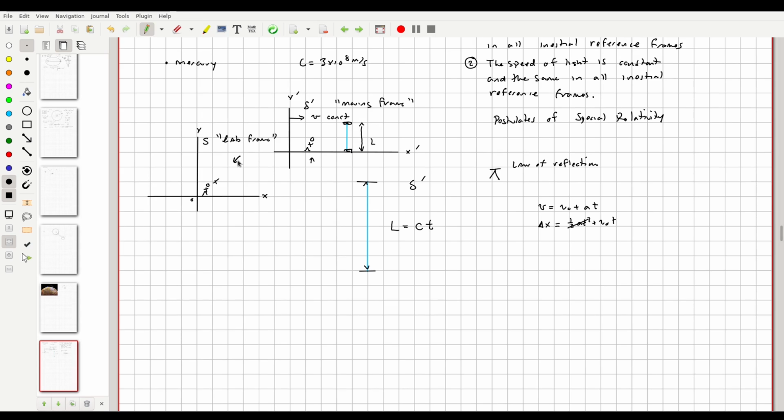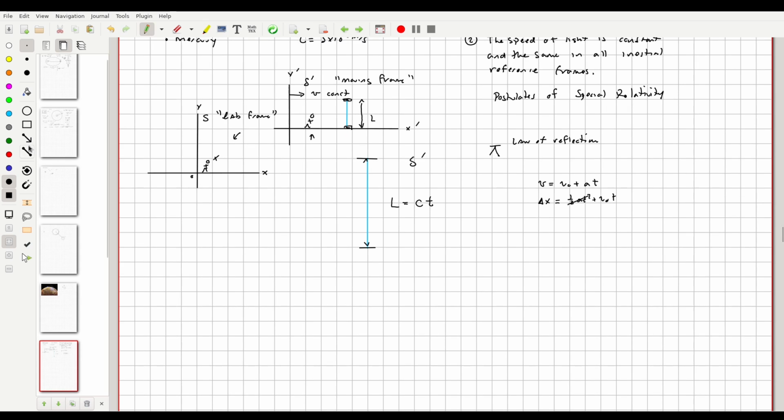However, what about this person right here? Now let's pretend that the person here in this moving frame is moving very, very fast, a substantial percentage of the speed of light. So if you think about what this person right here sees, they see light leave the bottom mirror and hit the top mirror. But in the amount of time it took for light to leave that bottom mirror and get to the top mirror, the person in the moving frame here has actually moved a substantial distance to the right.